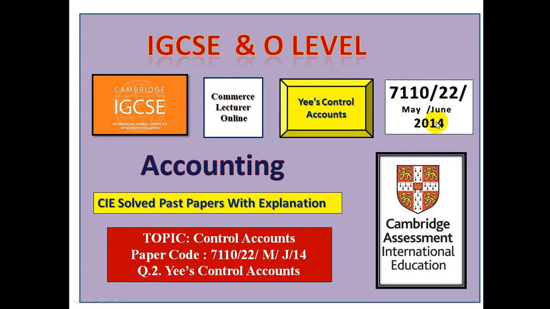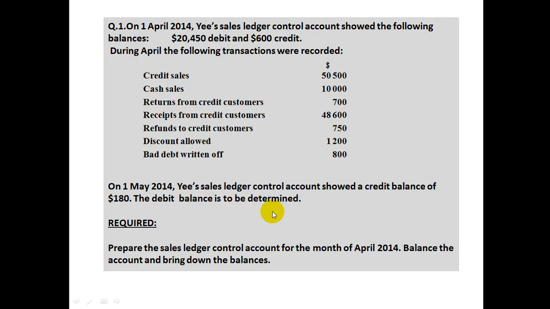711022 May-June 2014 paper. We are discussing question 2, Ye's control accounts, Commerce Lecture Online. Let's see the control account of Ye. Paper code is mentioned here. It's a CIE exam paper solution.